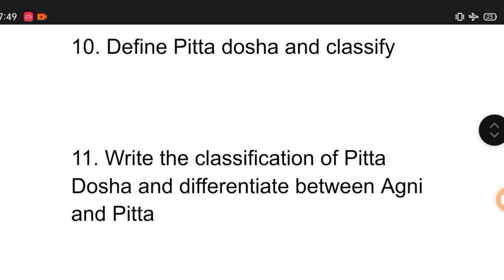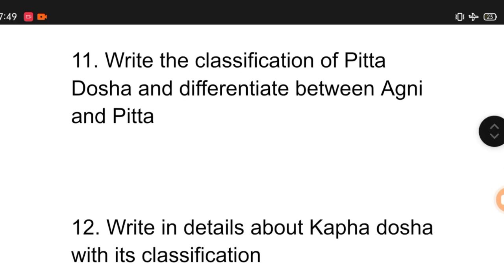Here, also define the Pitta dosha and classify. Same answer: write the classification of Pitta dosha, and differentiate between Agni and Pitta. Agni is a digestive fire, and Pitta is a dosha which helps in the digestion. You have to differentiate this by a shloka. Write 1 or 2 shlokas here.